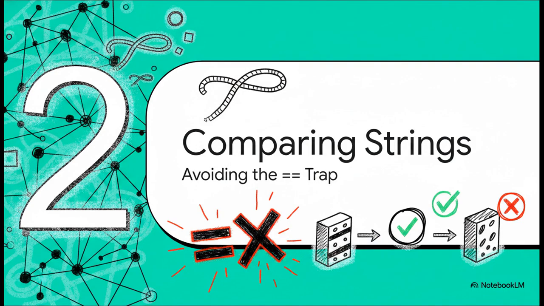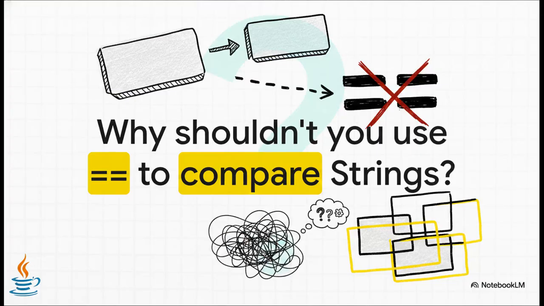Moving on to section 2, comparing strings correctly. Because strings are complex objects and not simple primitive data types like an integer, treating them like simple numbers is just a massive recipe for disaster. Which brings us to the classic gotcha that catches almost every single Java developer at least once early in their career. You have two pieces of text, and you want to know if they're the same, so you use the double equal sign. Well, why is that so dangerous?